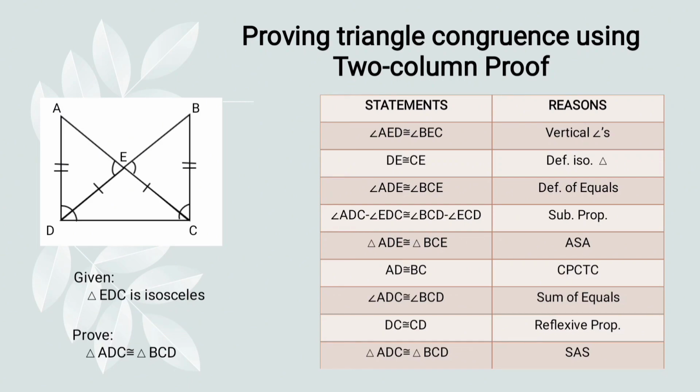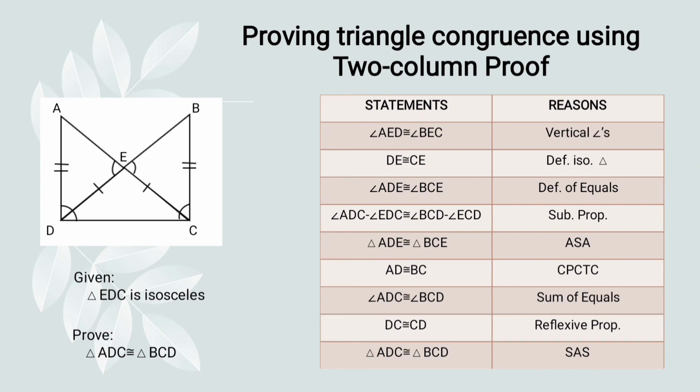So since we said that this is equal, when you subtract this one and this one from this one, it is congruent. So our fifth statement is triangle ADE is congruent to triangle BCA. Our reason for that is the angle-side-angle postulate, since this is congruent and this is congruent.